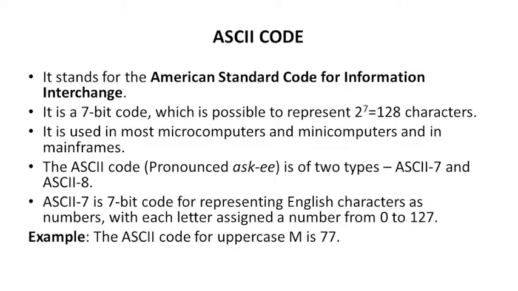ASCII, pronounced as ASCII, is of two types, ASCII 7 and ASCII 8. ASCII 7 is a 7-bit code for representing English characters, with each letter assigned a number from 0 to 127. For example, the ASCII code of the uppercase M is 77.